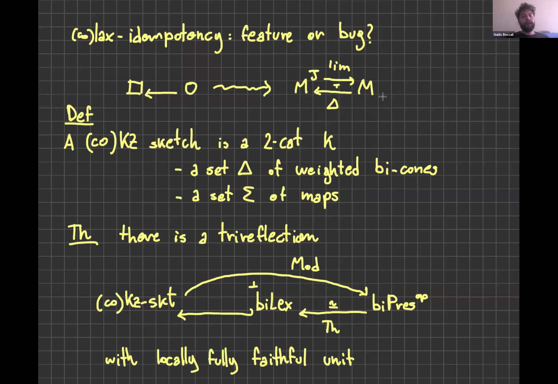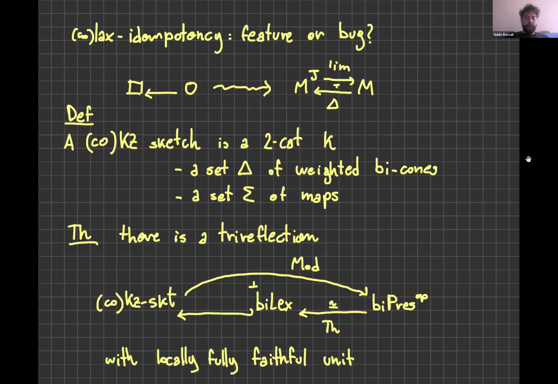And so we can define a co-KZ sketch, which is a two-category K, together with a set delta of weighted bicones, and a set sigma of maps that we want to turn into left or right adjoints, depending on the variance of the sketch. Our theorem is then just to show that there is a tri-reflection between the tri-category of co-KZ sketches and the tri-category of bipresentable categories.